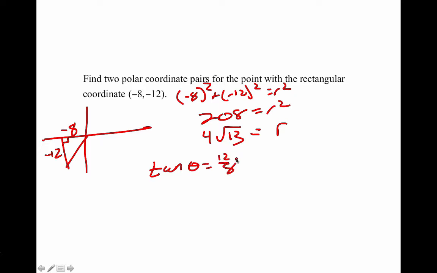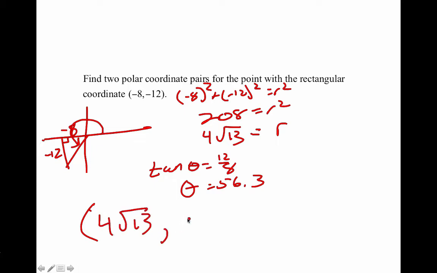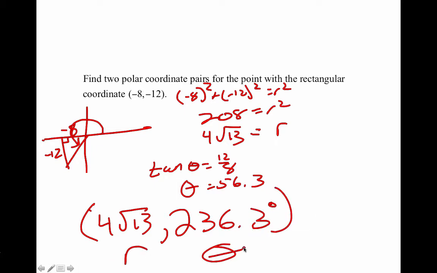So I would do inverse tangent of 12 over 8, and I'd get 56.3. Theta is 56.3. But you've got to remember, we're in quadrant 3, so I really need 180 plus that 56.3, which is 236.3. So r is 4 root 13, and my theta is 236.3 degrees. So this is my r, this is my theta.